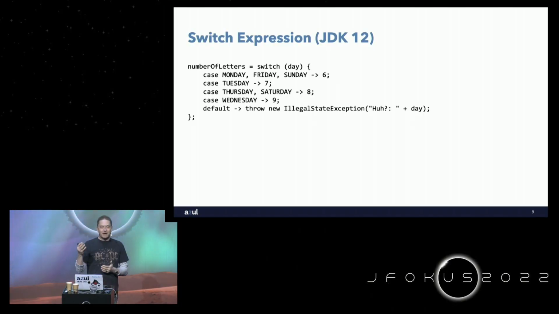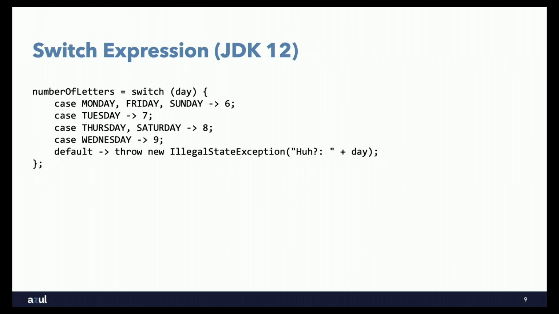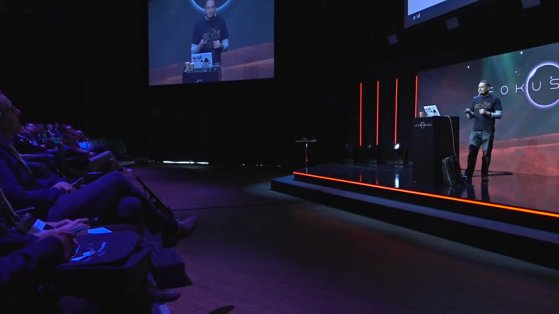Who'd have thought it would take 25 years to figure out that we could do that? It's not really rocket science, but anyway. So then we borrowed the lambda operator, the arrow, and on the right-hand side of that operator is the value that we return from the switch expression. This is all good, or we throw an illegal state exception. The wonderful thing about this is it's less lines of code, but we lose none of the readability.